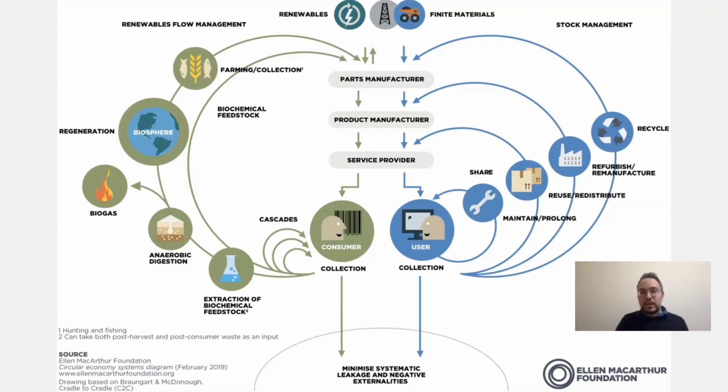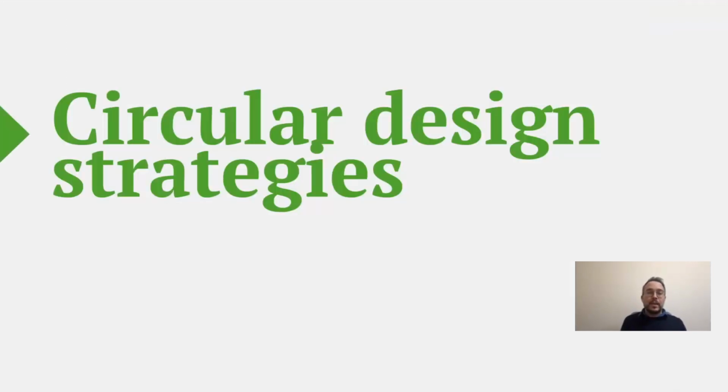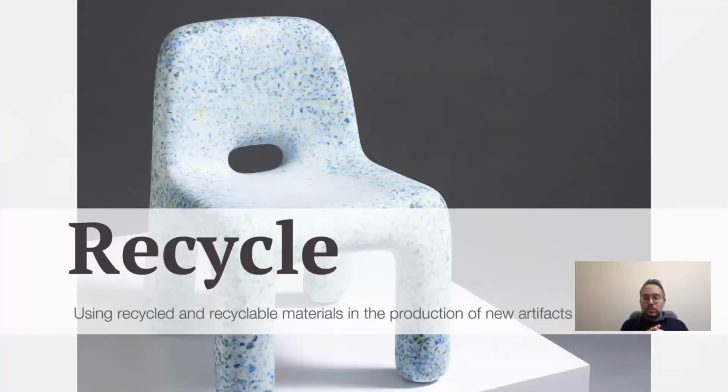So let's see a couple of circular design strategies designers have been using for some time. Recycling, of course, is one of the most commonly used techniques. In a sense, you are using recycled or recyclable materials in the production of new artifacts. For example, in this chair, the main material is 100% recycled plastics, these water bottles and their caps, etc.